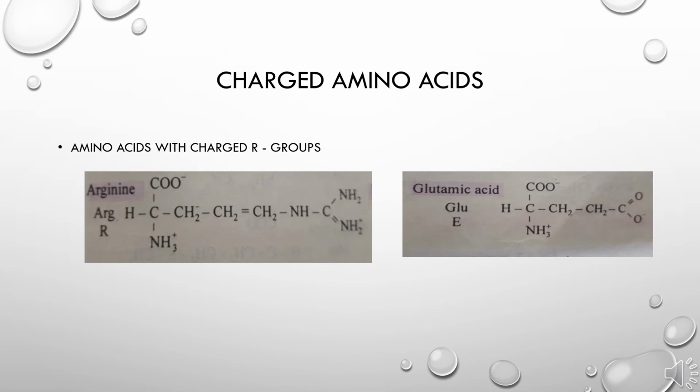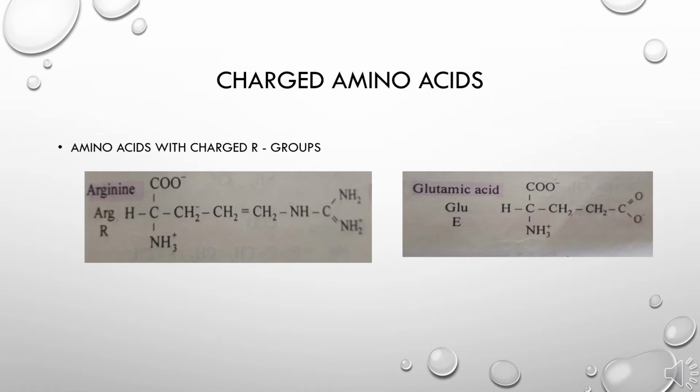Let us look at the first category of amino acids, that is charged amino acids. Within charged amino acids we have a charged R group, that is the side chain of the amino acid. Now look at the example arginine, in which the side chain has two amine groups and there is one carboxyl group attached to the alpha carbon atom. So the net charge will be positive one because of the two amine groups and one carboxylic group.